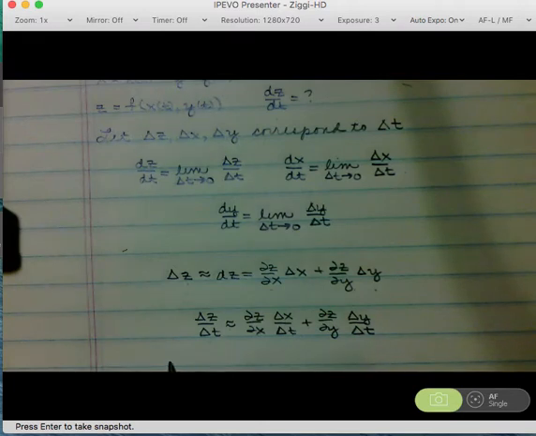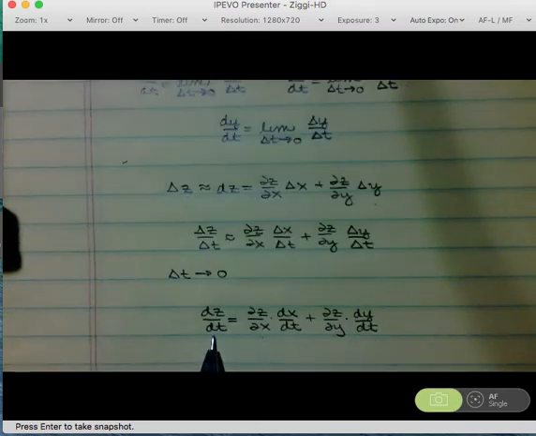And then letting delta t approach 0 suggests the following result. The derivative of z with respect to t is equal to the partial of z with respect to x times dx dt plus the partial of z with respect to y times dy dt.